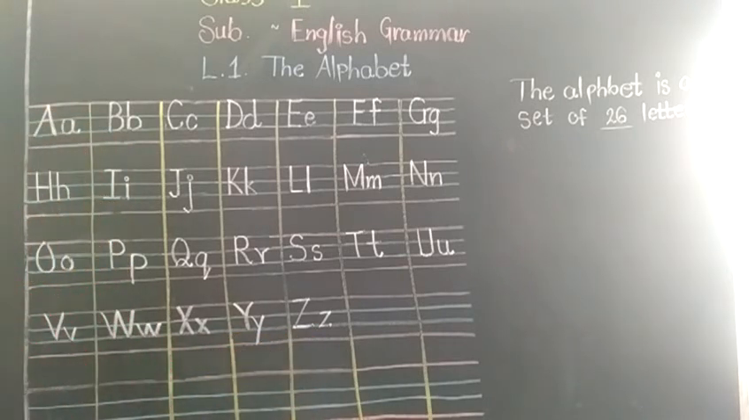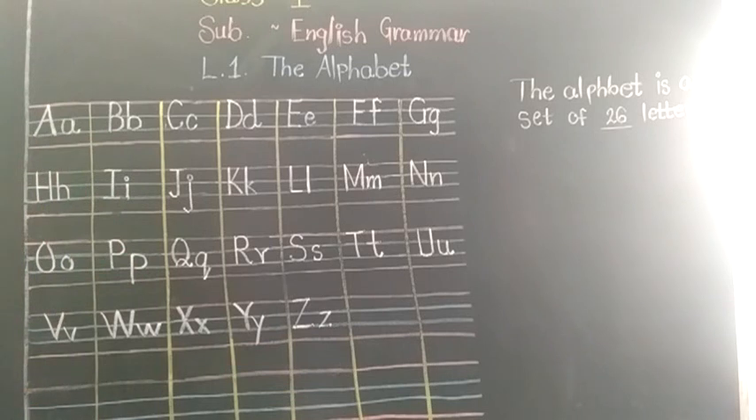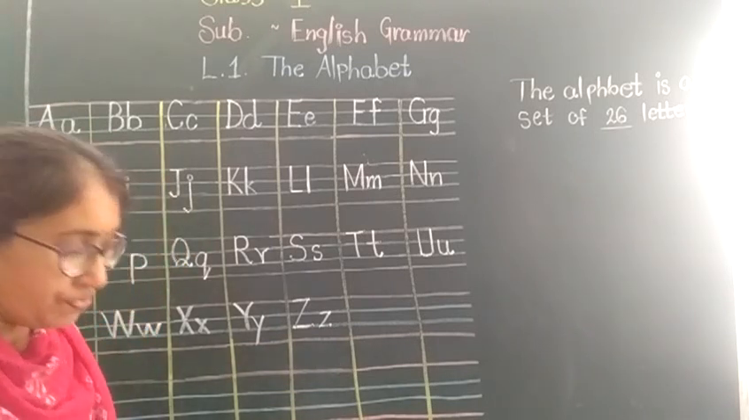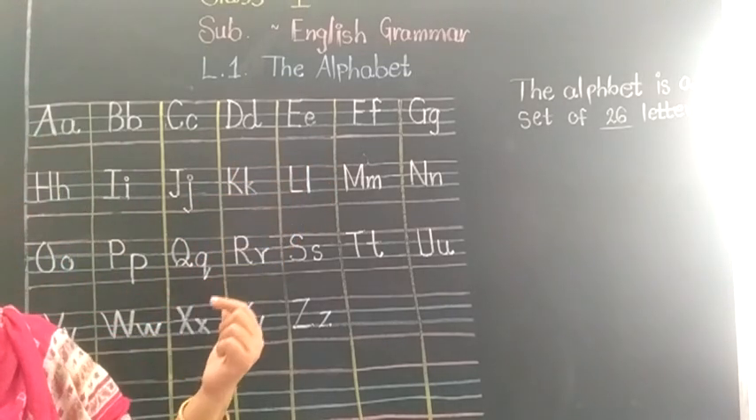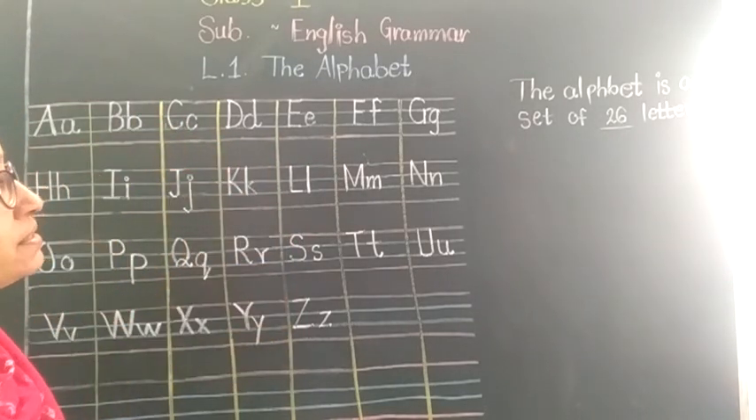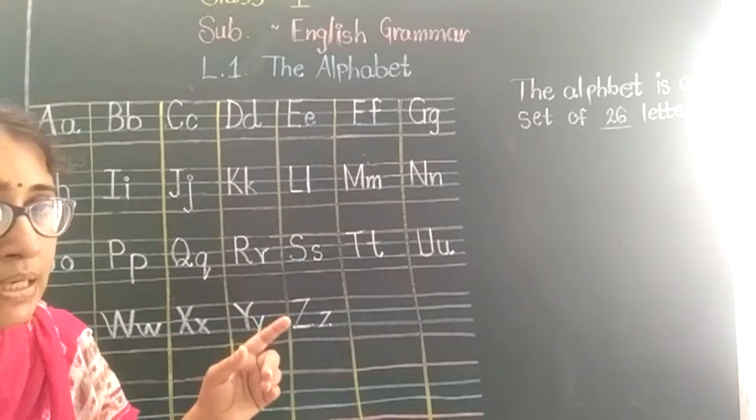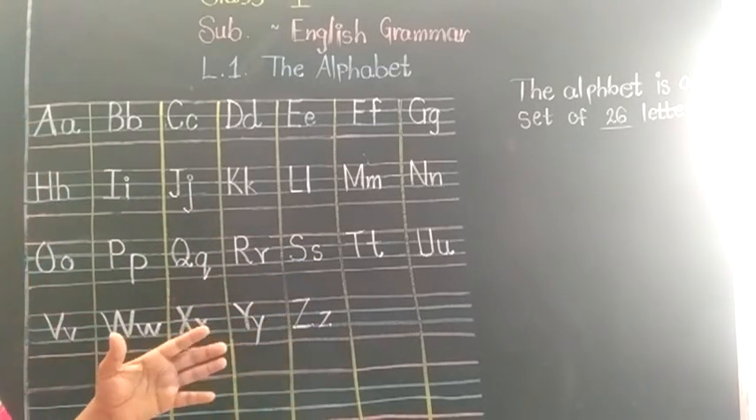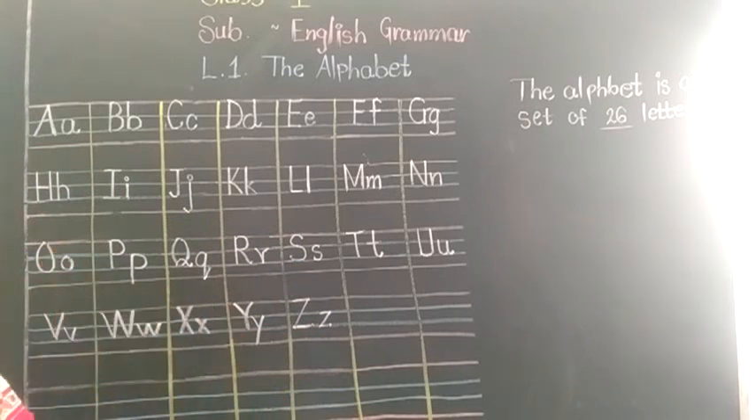Okay, so no two letters have similar sounds. Each and every letter has a different sound. Okay, children. So first I explained to you the meaning of alphabet. Alphabet is a set of 26 letters. All these 26 are letters. So you can't say the alphabets. That is a single set, and it has 26 letters. So if there are two letters, we can say letters.